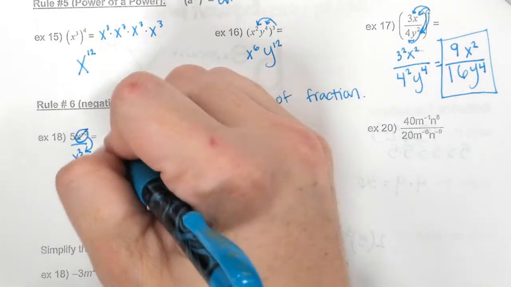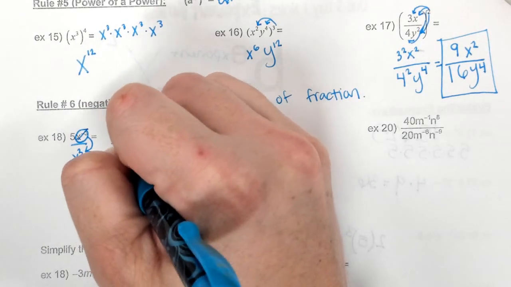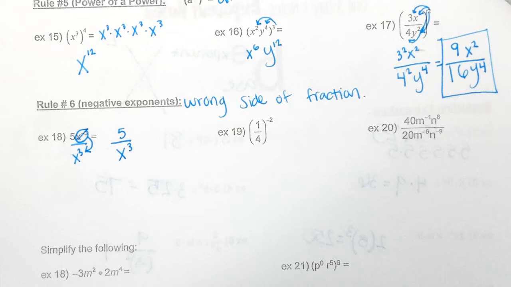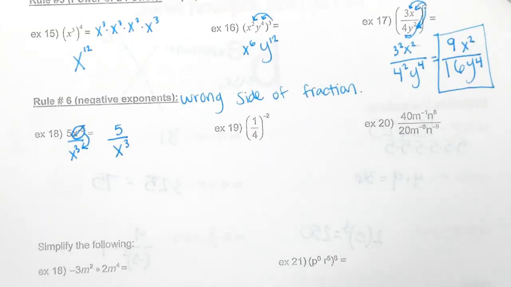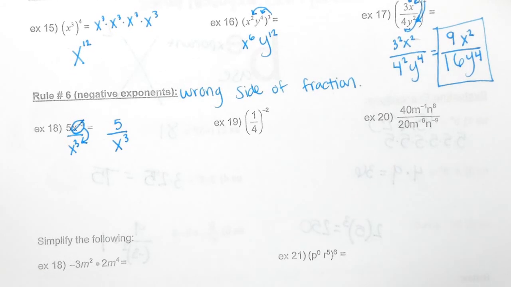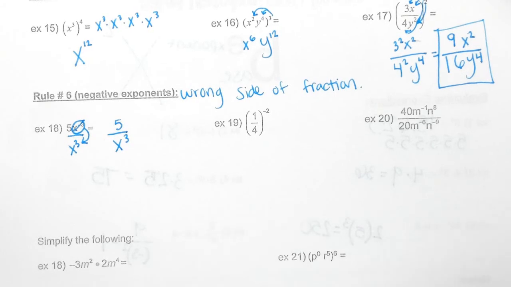And I'm going to rewrite the whole thing. 5 over x to the 3rd power. And does that simplify? Nope, so that's my answer. See what I mean is when I say it's on the wrong side of the fraction bar, when I moved it to the bottom, it became a positive exponent. Yes?